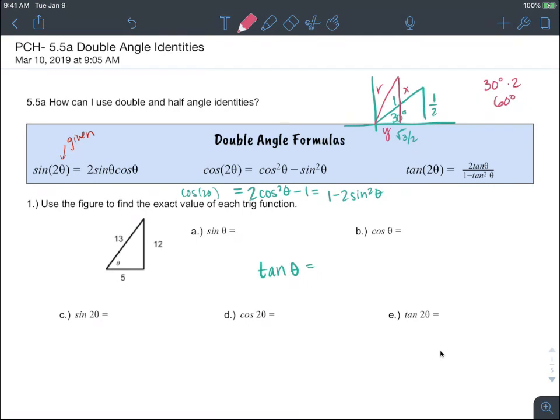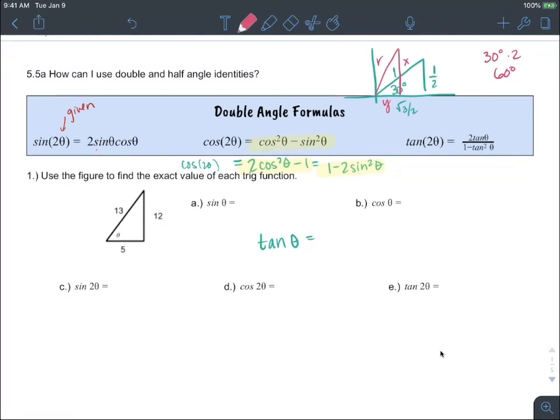Okay, so here are the formulas. We have sine 2 theta equals 2 sine theta cosine theta. Cosine 2 theta is equal to cosine squared theta minus sine squared theta, or it's equal to 2 cosine squared theta minus 1, or 1 minus 2 sine squared theta. Tangent has one formula. So when you use the cosine 2 theta, you get to choose.